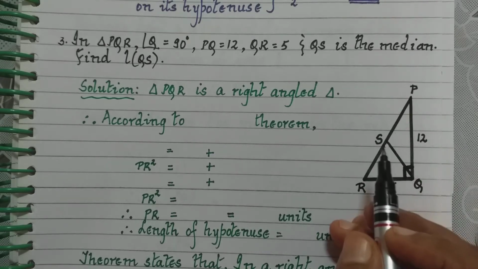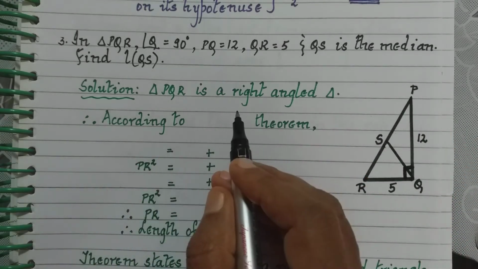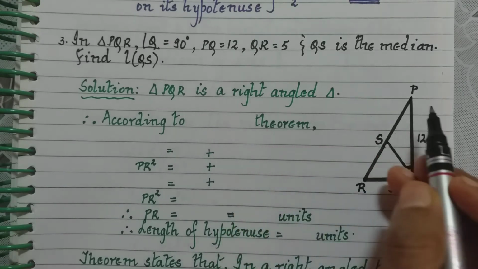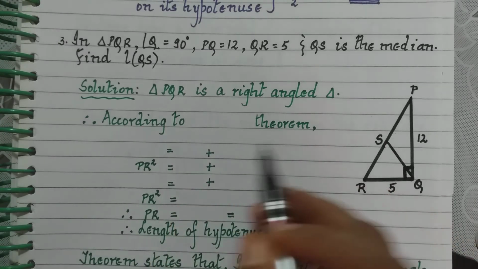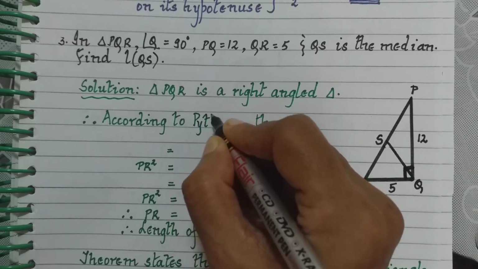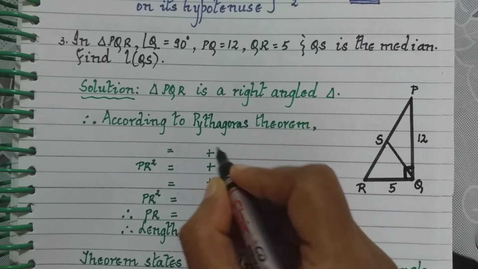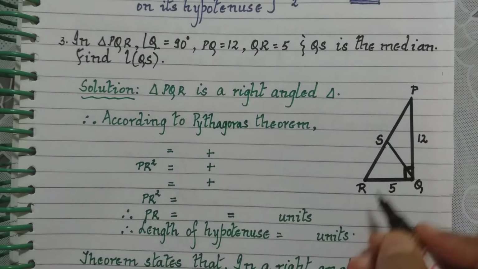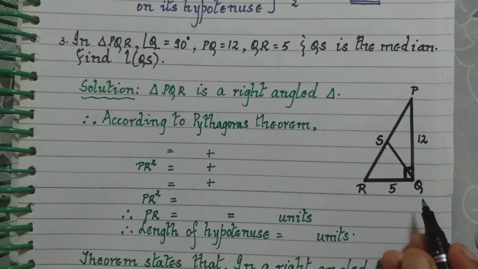QS is the median. It is half the length of the hypotenuse. So we have to find the length of the hypotenuse. So how do we find? Triangle PQR is a right angled triangle. So according to which theorem we apply here? Pythagoras theorem. So according to Pythagoras theorem, what do we have? Hypotenuse square is equal to the sum of the squares on the remaining two sides.